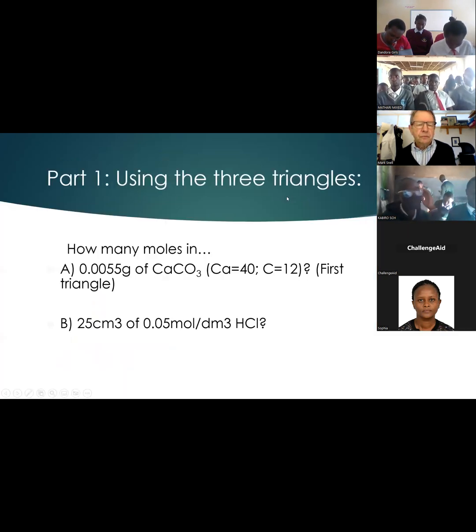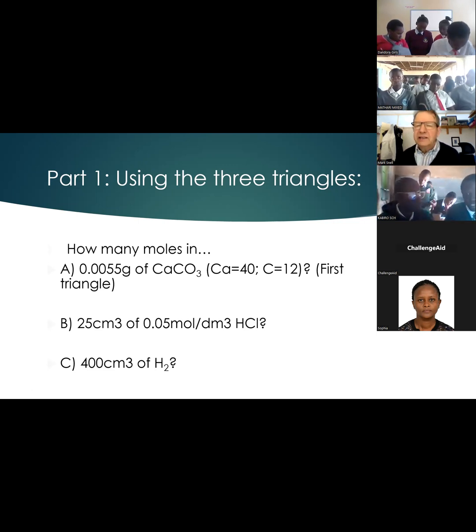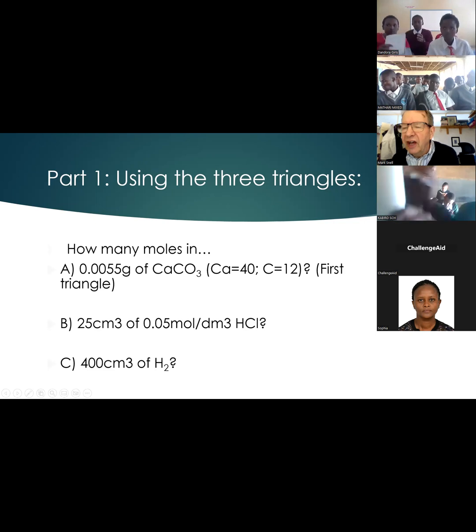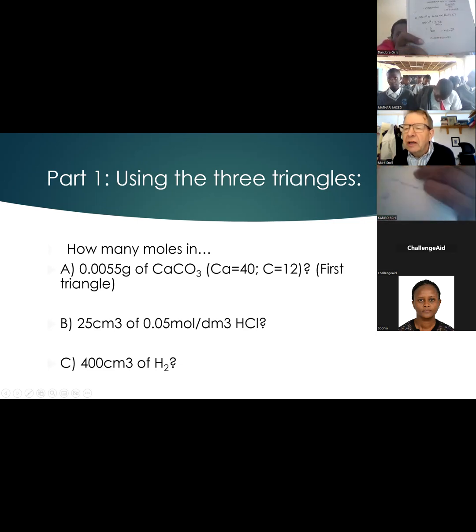So here's the question. Moles equals 0.05 times 25 divided by 1,000. Has anybody got an answer? Oh, Kabiro. Kabiro is having a good day today. I'm very impressed with Kabiro today. Hang on, let me see what you've done there. Can you show me?